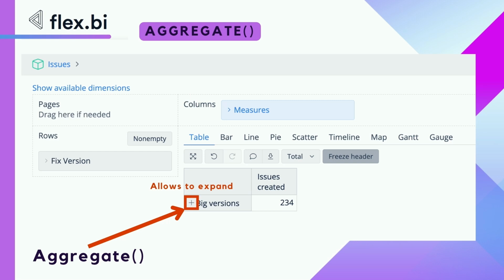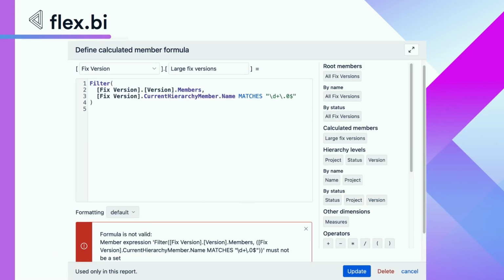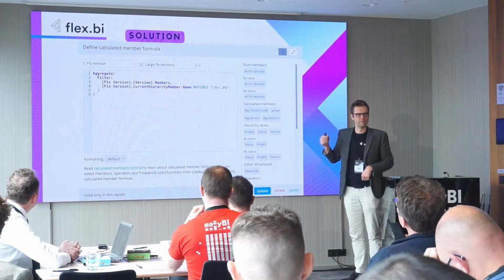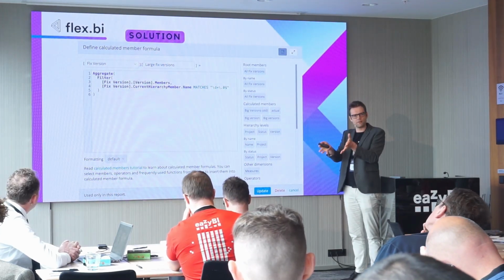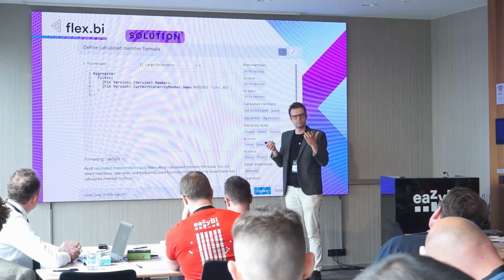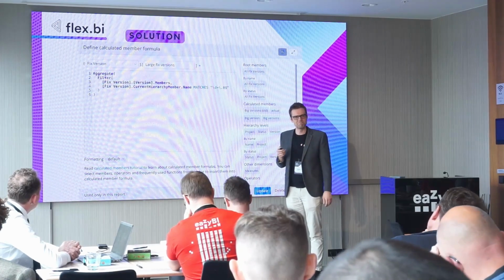So in order to solve our problem, let's use that. The formula says again, it must not be a set. Here, with the filter function, we filter to fixed versions, and we get a bunch of fixed versions. In order to fix this error, we can simply add aggregate. So now it's not just a pile of issues. Now we're aggregating those together in an expandable list. Right? That makes sense?